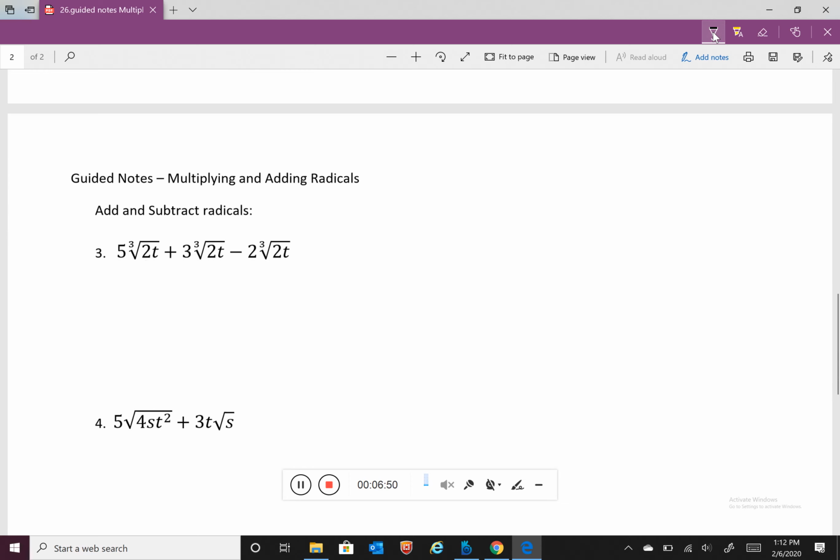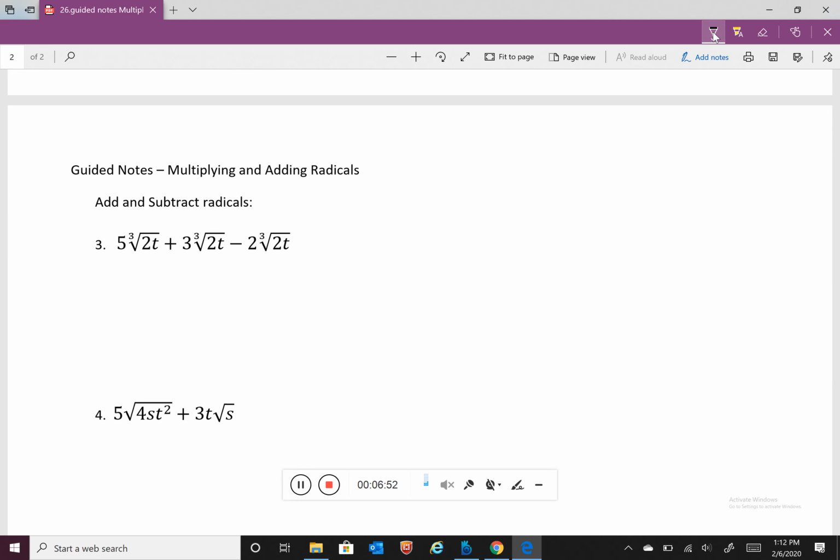We're now going to focus on adding and subtracting radicals. Now, remember, in order to do so, our radicals must be like radicals, meaning they have the same radicand and they have the same indices.